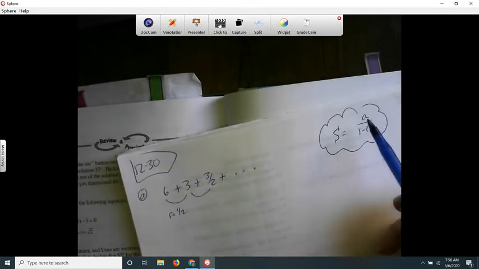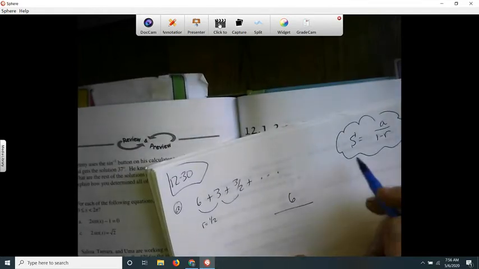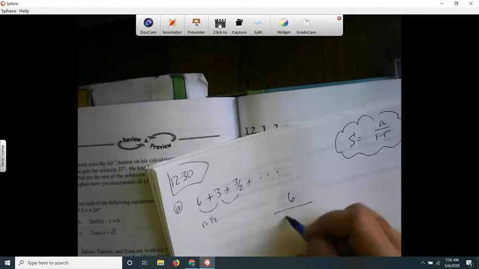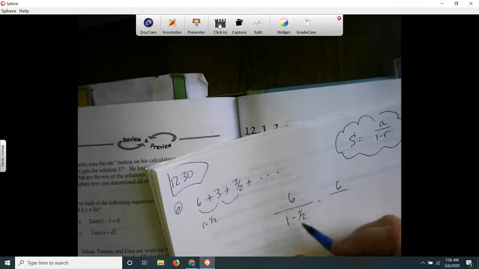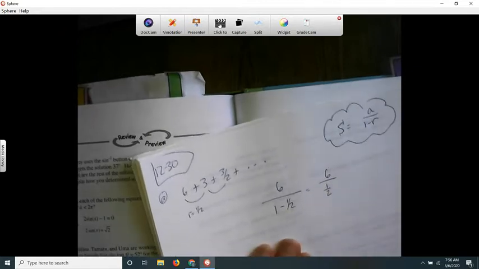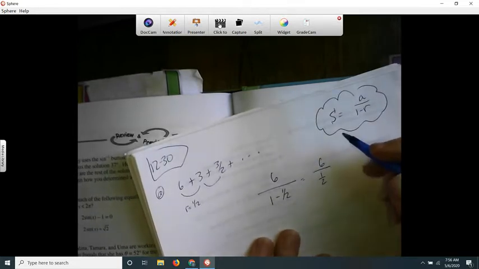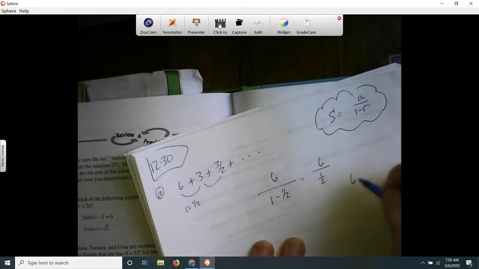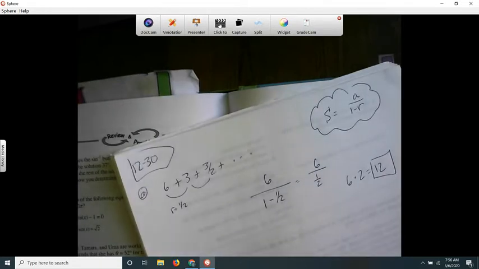So I'm just going to plug in a, which is the first term, over 1 minus r. So that's 6 over 1 minus a half, which is a half. And I know that when I'm dividing, if it's 6 divided by a half, that's 6 times the reciprocal of a half. So I'm getting 12. Let's see if that's right. That's right.